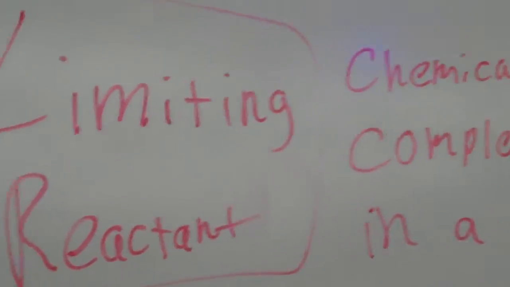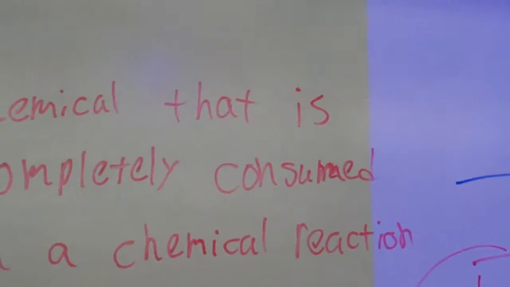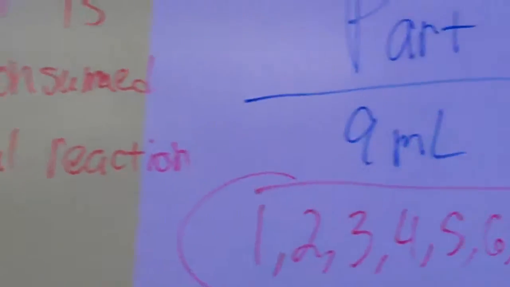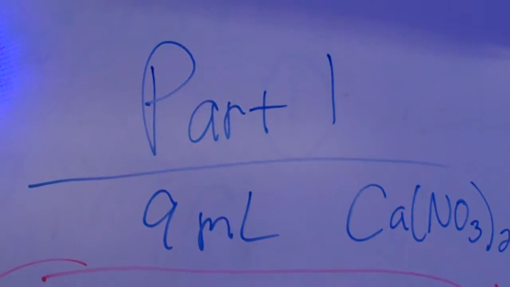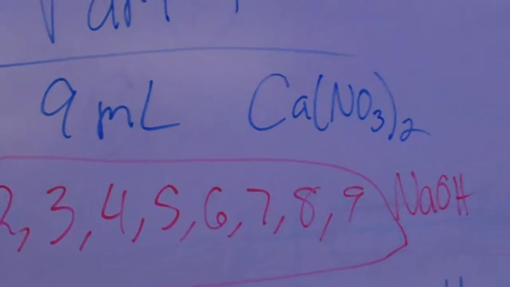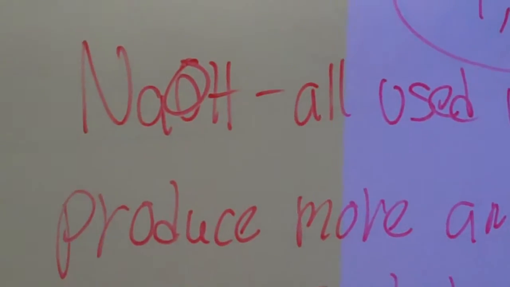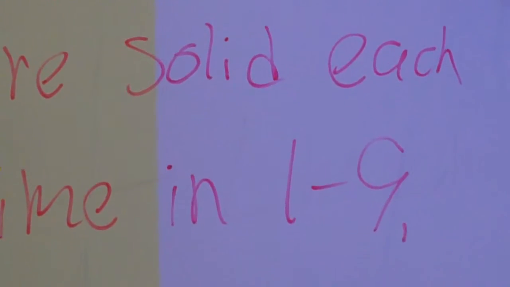Alright, so to Kristen and Claire, while the others are discussing, a limiting reactant is a chemical that is completely consumed in a chemical reaction. We were discussing this from the Shady Dealings lab. In part 1, we had 9 milliliters of calcium nitrate, and we were adding NaOH, and NaOH was our limiting reactant. That was all used up, and we would produce more and more solid each time in test tubes 1 through 9. That's how we know NaOH was our limiting reactant. We kept producing more solid.